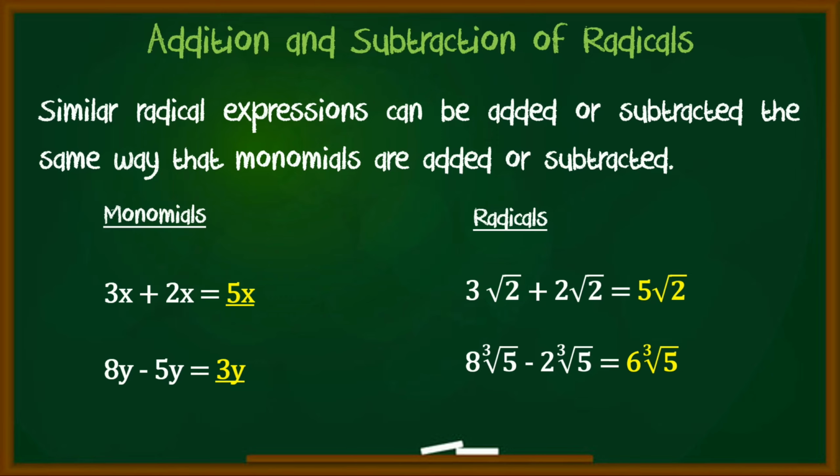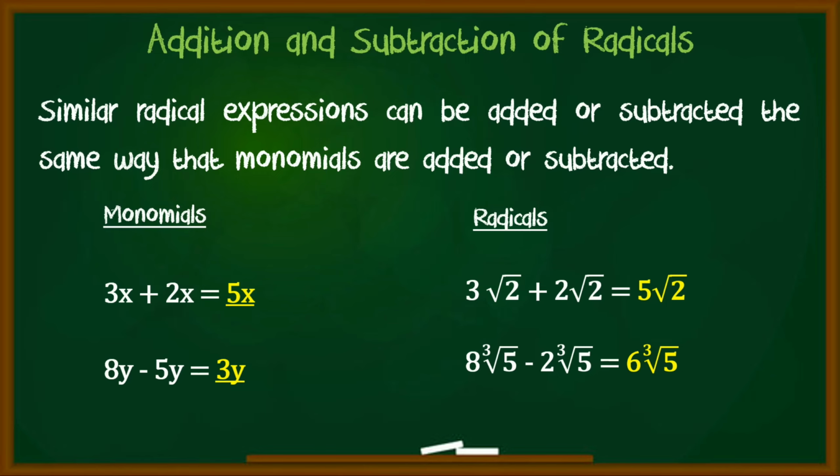Another example is 8 cube root of 5 minus 2 cube root of 5. Subtract the coefficients. 8 minus 2, we get 6. Then, affix the common radical, which is cube root of 5. Therefore, the difference is 6 cube root of 5.